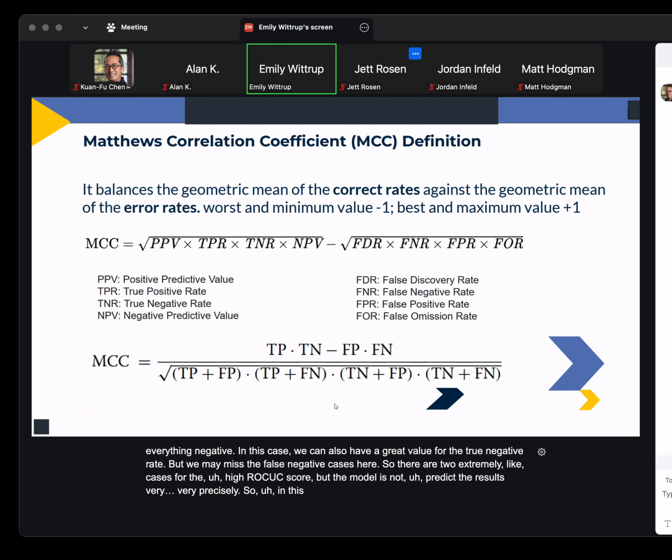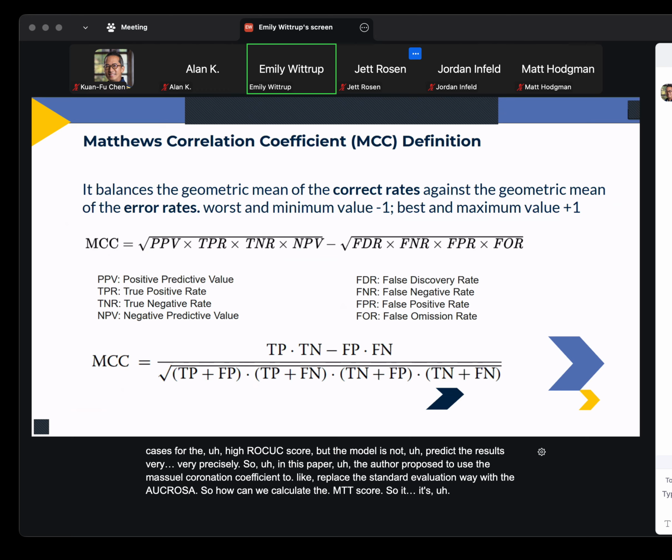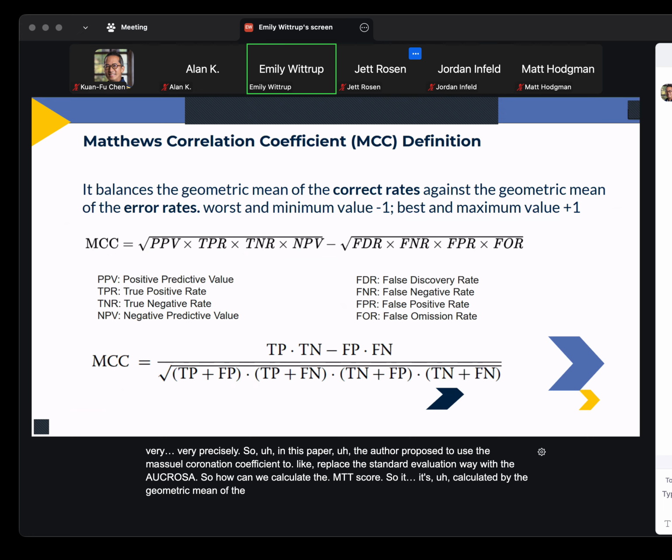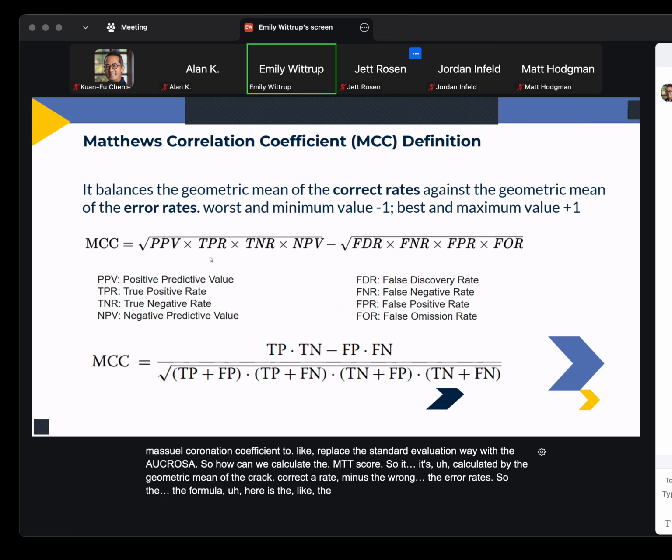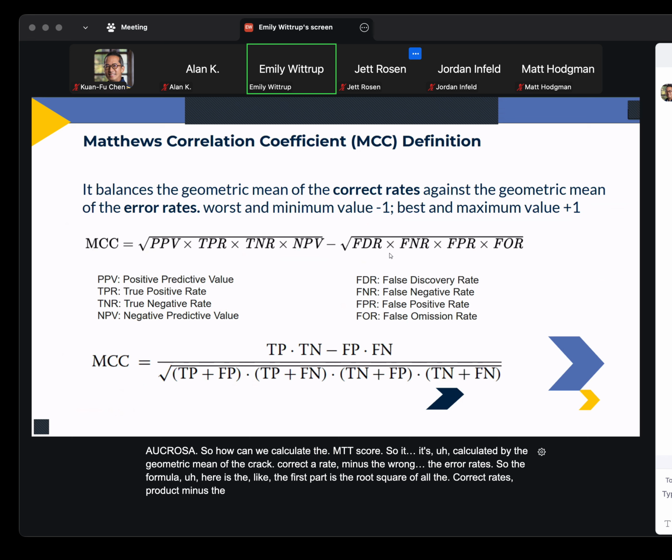So in this paper, the authors proposed to use the Matthews correlation coefficient to replace the standard evaluation with the AUC ROC. So how can we calculate the MCC score? It is calculated by the geometric mean of the correct rates minus the error rates. The formula: the first part is the square root of the product of all the correct rates, minus the square root of the product of the error rates.